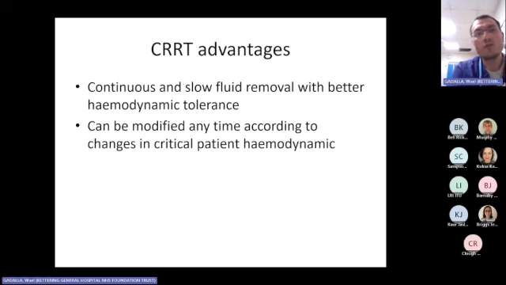The advantage of continuous renal replacement is to maintain the patient's hemodynamics. Because the blood flow is slow, it does not cause hemodynamic instability or a drop in blood pressure in patients, especially those who are already hemodynamically unstable.